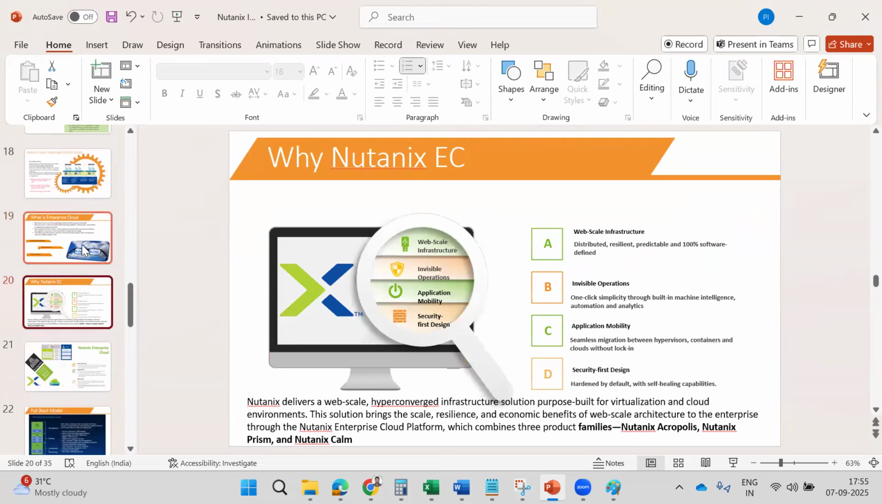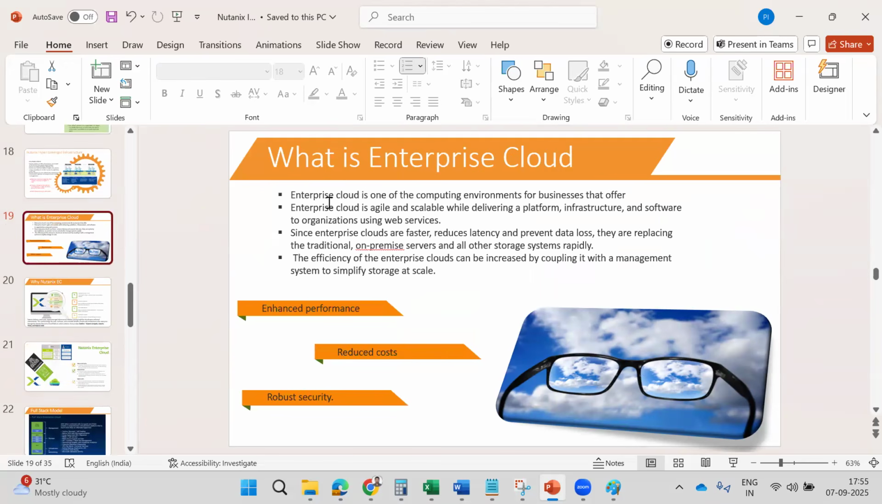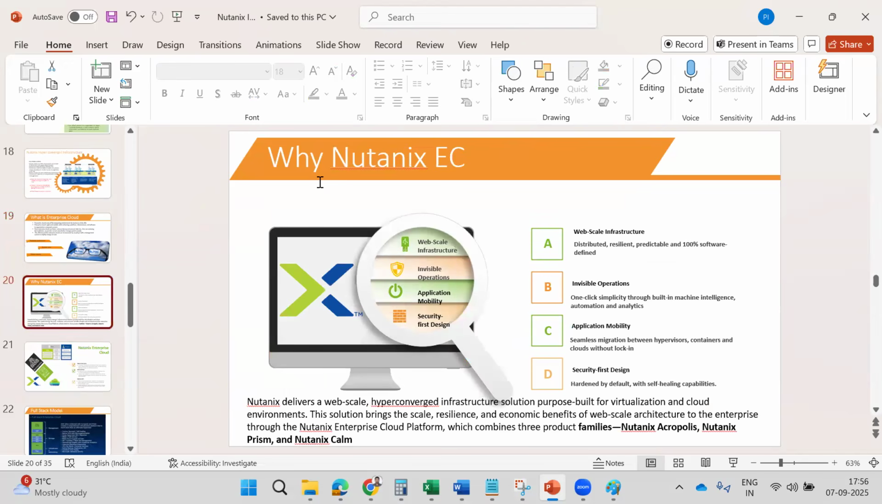Okay, so Nutanix, what is enterprise cloud? Enterprise cloud is suitable, or maybe you can say that if your product offers agility and automatic resiliency, and if it can be deployed so quickly, and if it makes the entire compute and storage so simple, then your product can be an enterprise cloud. So it offers enhanced performance, reduced cost, and robust security. Okay, so Nutanix is an enterprise cloud product.